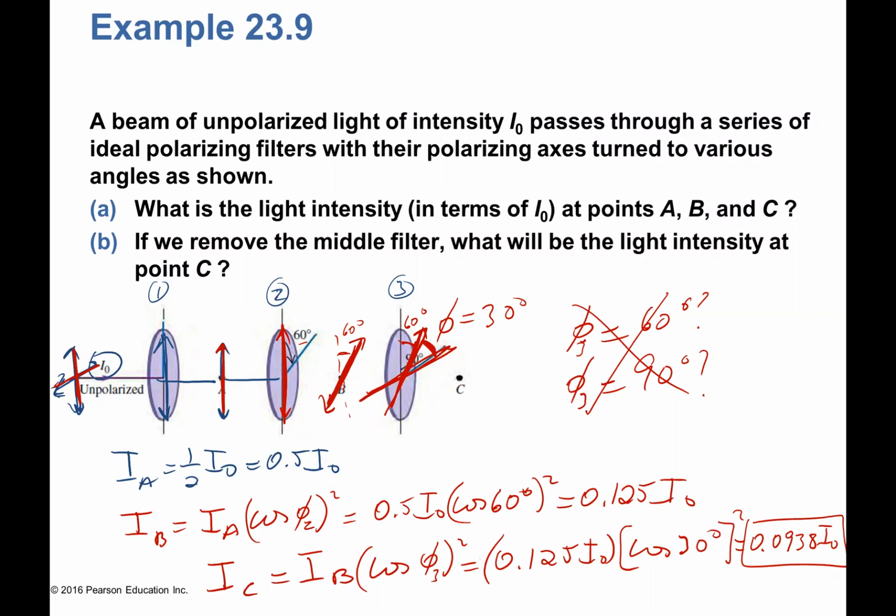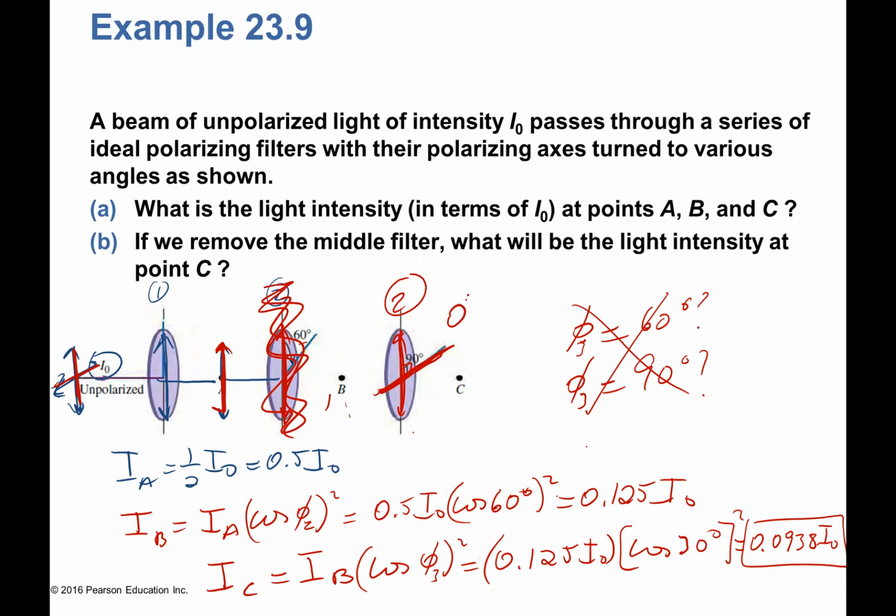Okay, so then part B says, if we remove the middle filter, what will be the light intensity at point C? Imagine we didn't have this, so we technically don't have that. Let's see what we have. This now becomes the second polarizer. The unpolarized natural light goes to the first polarizer, which has a vertical axis. Now it has to go to polarizer 2, because we don't have this anymore, which has an axis that is horizontal.